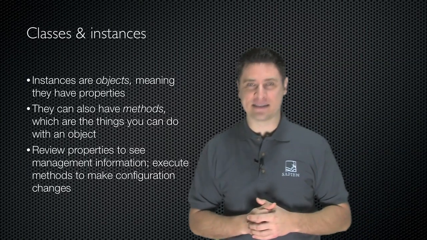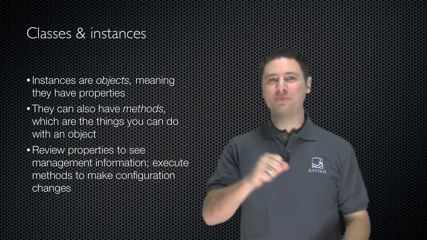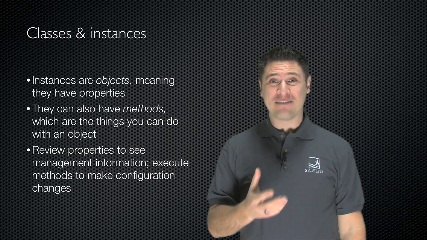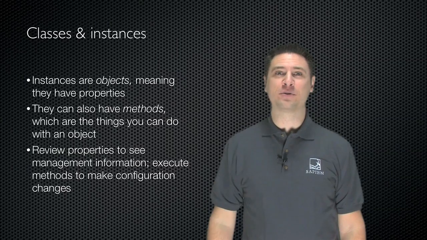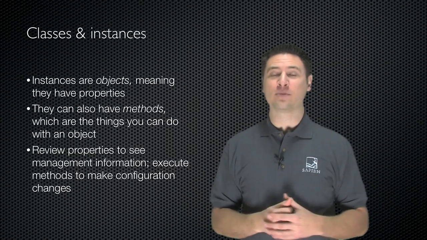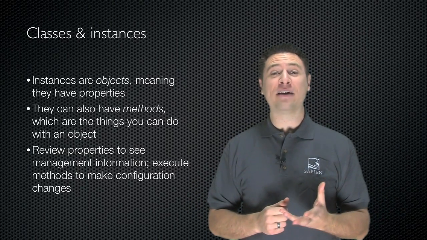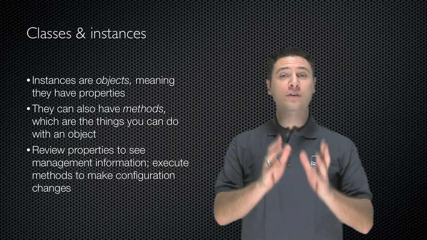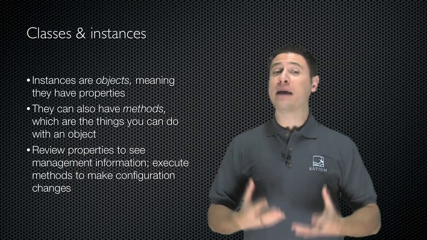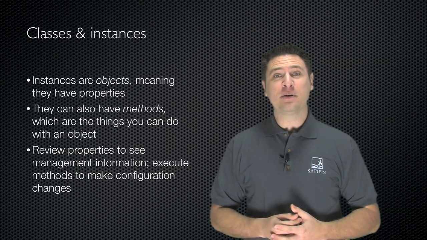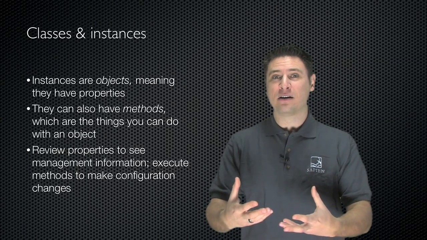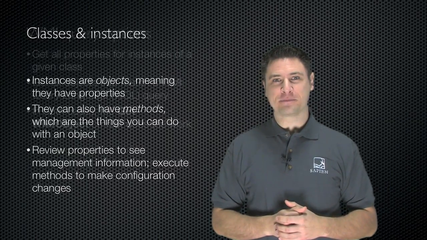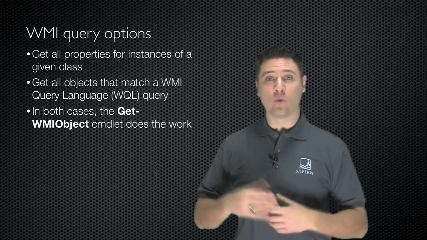Now, classes and instances. Instances are objects, and I told you we'd be coming back to those objects things again. So they have properties, and they can also have methods, which means that you can do things with them. A disk, for example, might have a defrag method, which tells it to take that action. So you review properties to look at management information, and typically you execute methods to make things happen, including reconfiguring things.